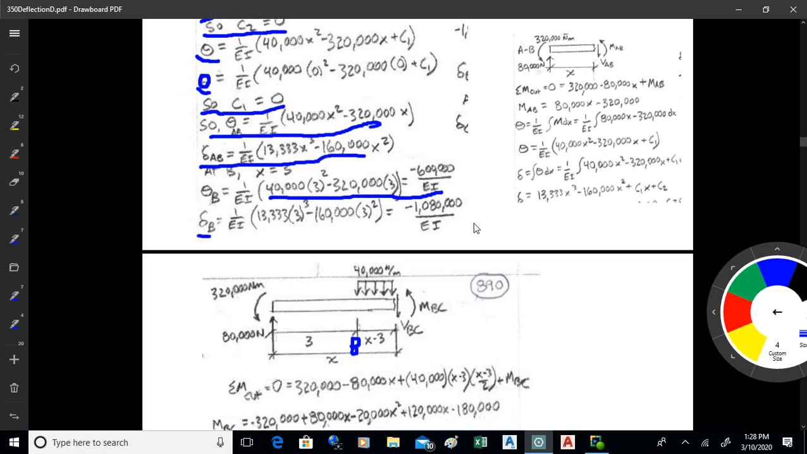I want that because that's my common point. I can use that to help me evaluate what's going on from B to C. That's why I'm doing that, okay?